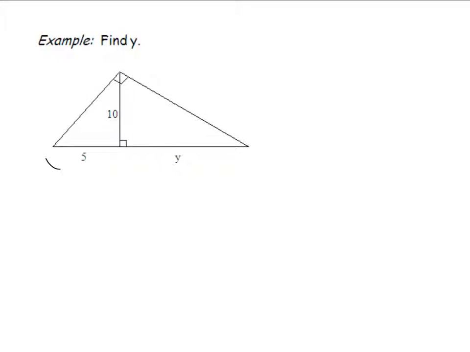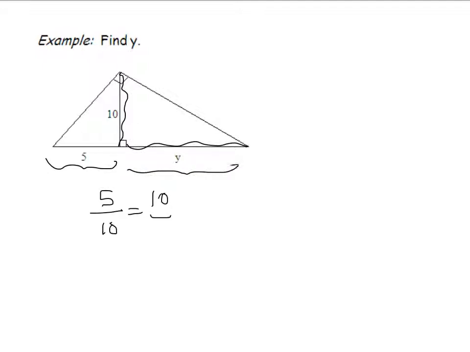So the first part here is 5. The altitude is 10. The second part right here is y. So when I cross multiply, I get 5y equals 100, leaving me with y, or the one portion of the hypotenuse over here, as 20.